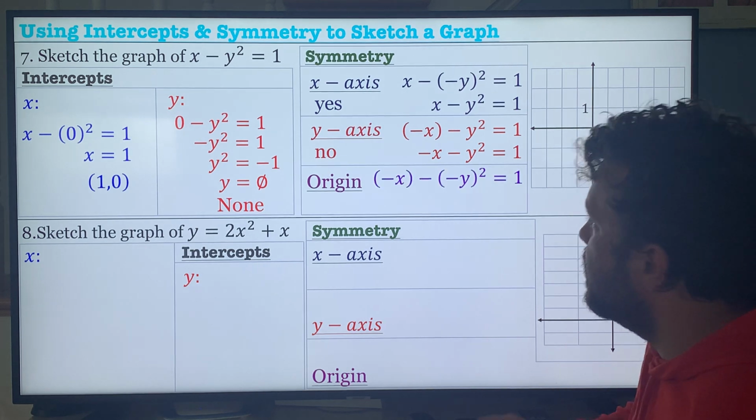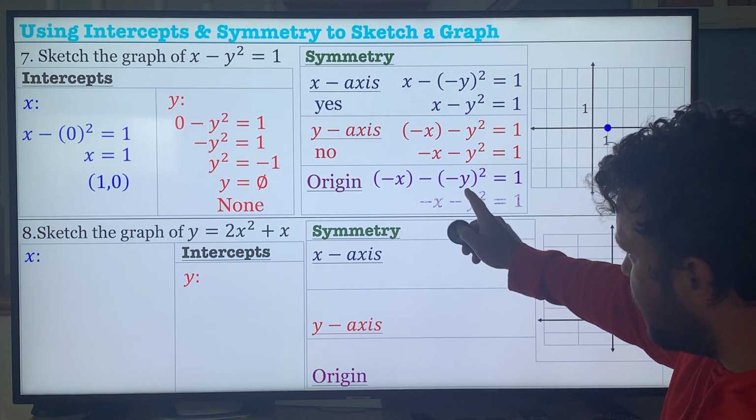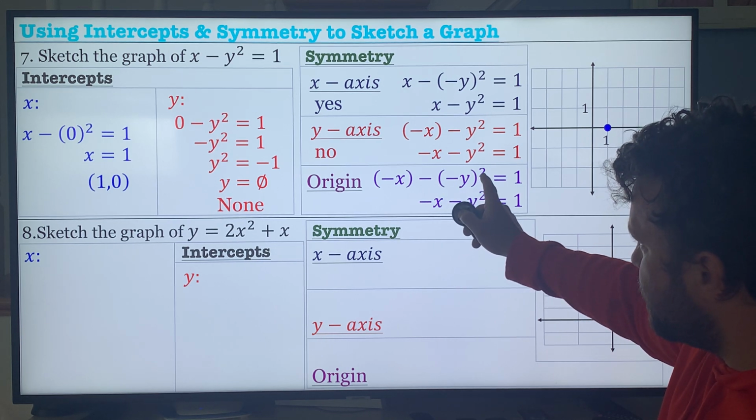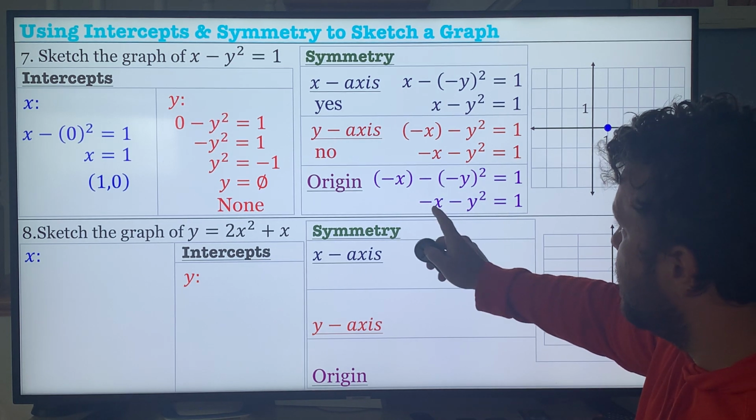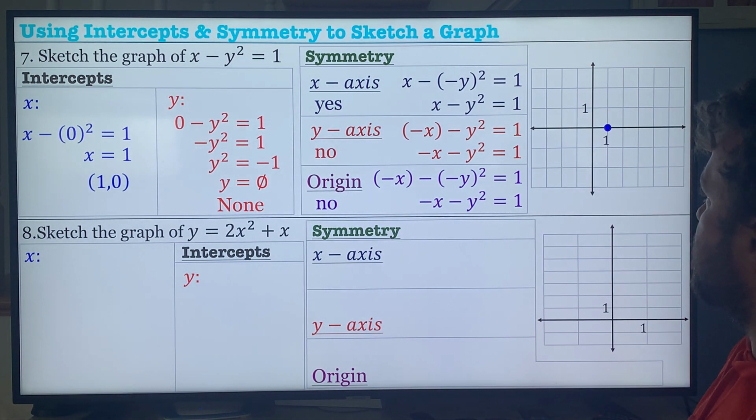So you do your origin. Negative y squared equals 1. Stays negative x. 3 negatives is a negative equals 1. X's are different signs. Not symmetrical.